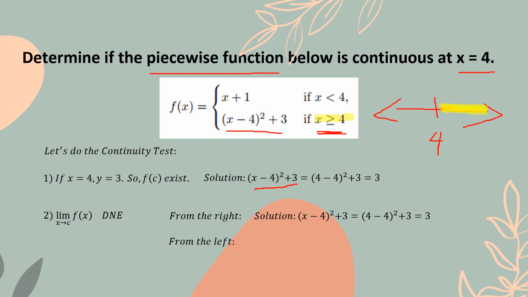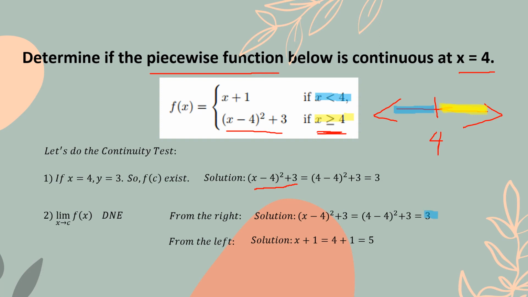From the left, you will use the less than condition, because from the left of 4, the x values are less than 4. It's clear: this is 3, this is 2, this is 1, and so on to the negatives. So which function will you use? The first function, and there you substitute. So 4 plus 1 is 5.